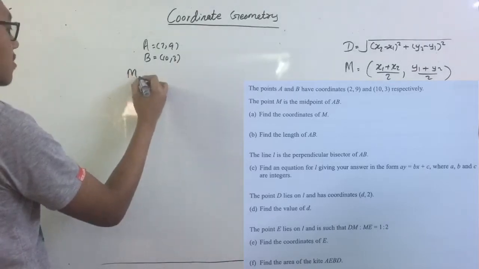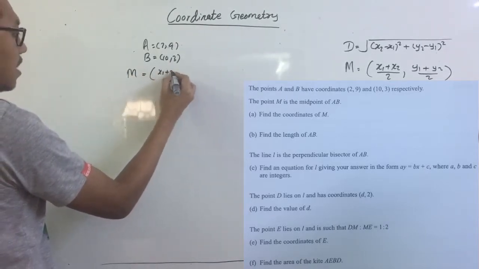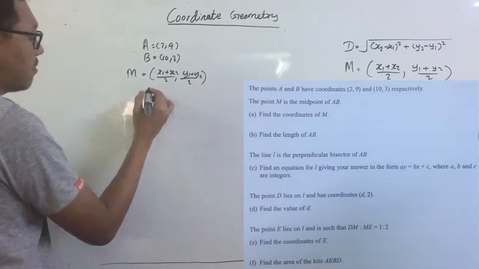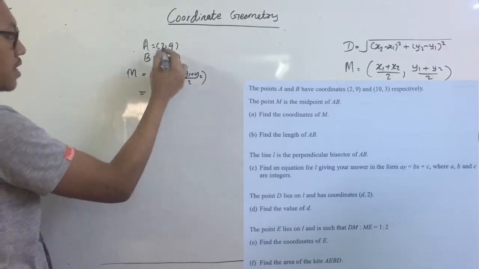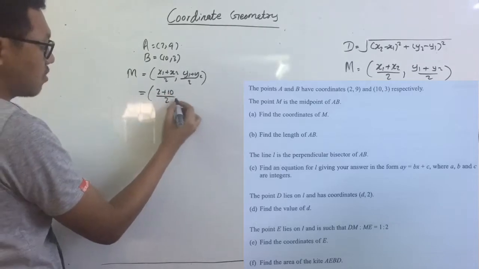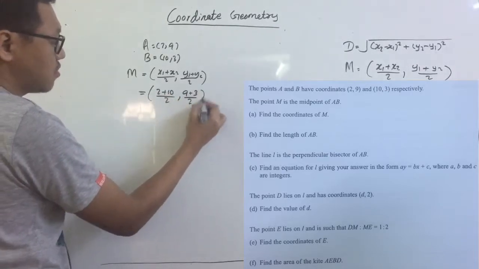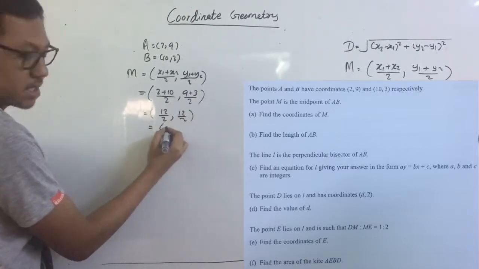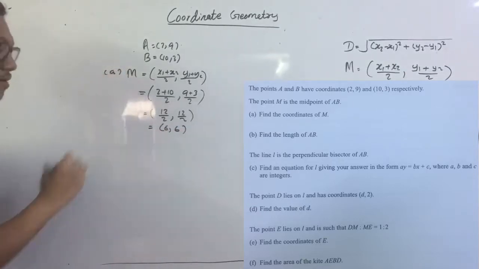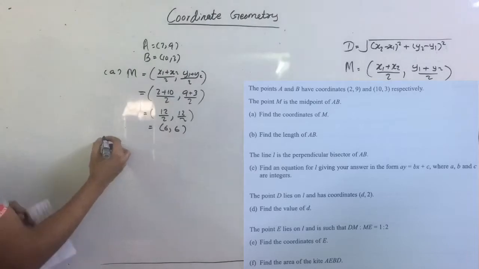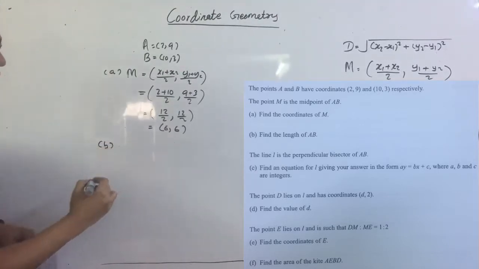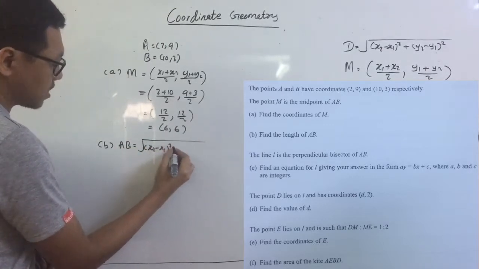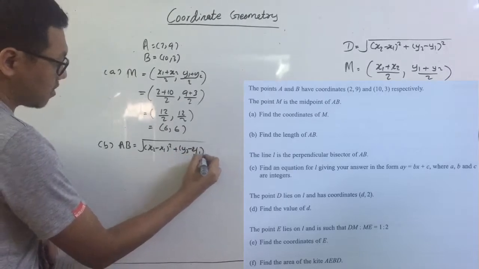So M is equal to ((x1 plus x2) by 2, comma (y1 plus y2) by 2). So it will be x1, y1, x2, y2. So (2 plus 10) by 2, comma (9 plus 3) by 2, which is 12 by 2, comma 12 by 2, which is (6, 6). Now we get the value of M. And number B is the length of AB. So we have to find AB, using the same formula, (x2 minus x1) squared plus (y2 minus y1) the whole square.